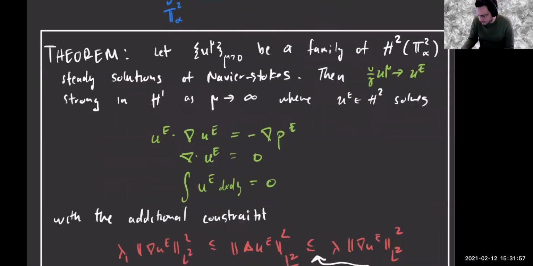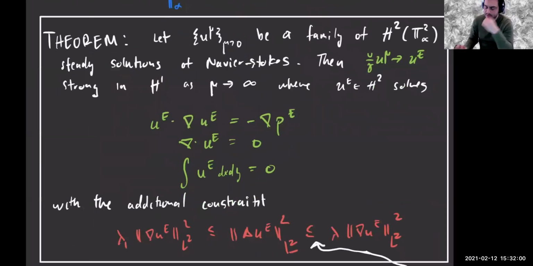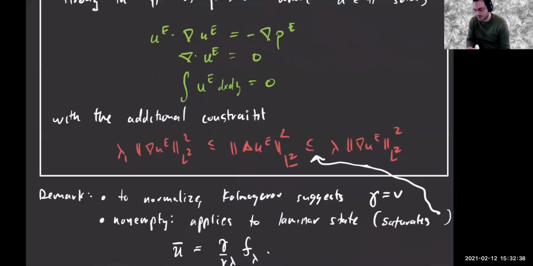So here's a theorem you can prove. I'm sure it's well known to the people who know it well. If you have a family parameterized by this mu of stationary states that are H2 solutions of the Navier-Stokes equations, then this rescaling of them converges to a solution of the Euler equation strongly in H1 as mu goes to infinity. And this limit Euler solution, which is H2, solves the Euler equation without a force. So it's an unforced Euler equation. But the solutions aren't completely general. They have to satisfy an additional constraint.